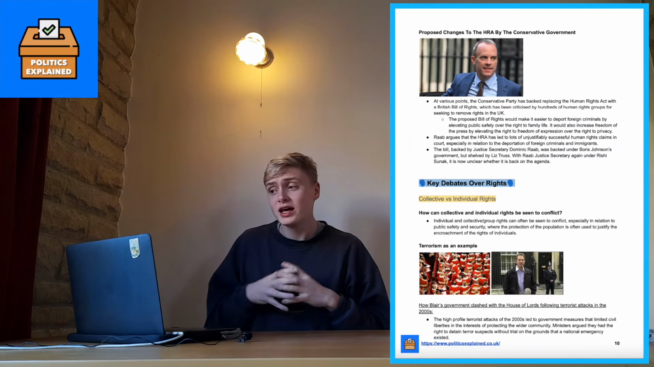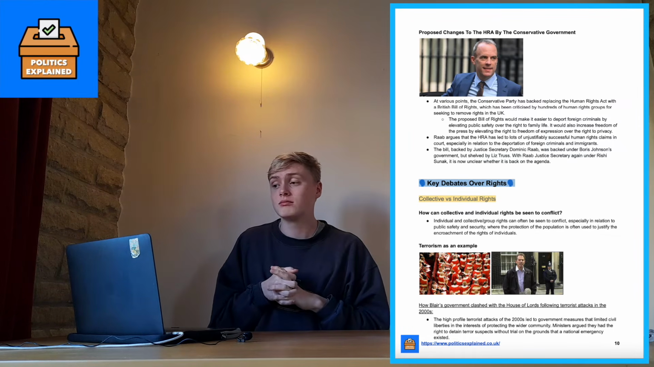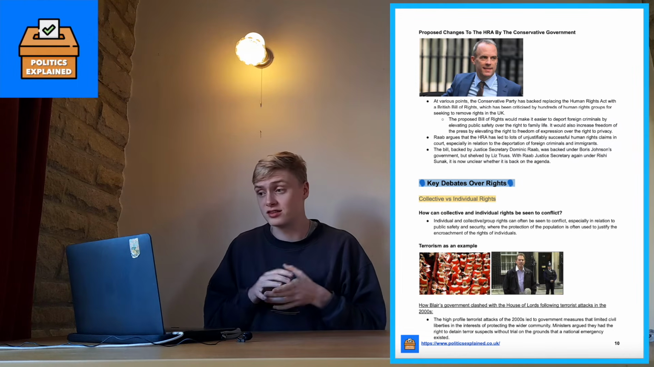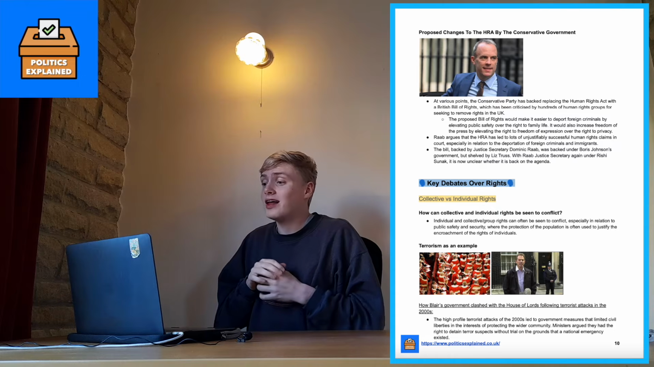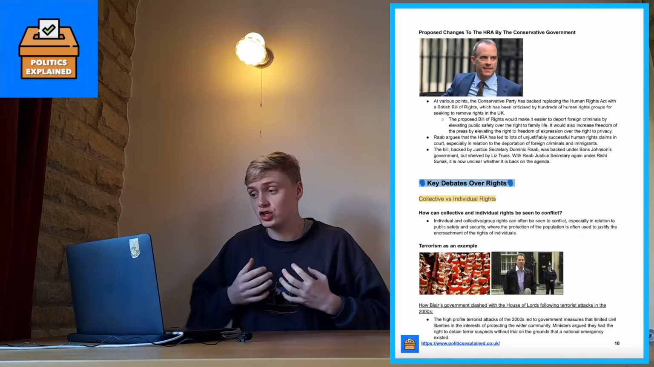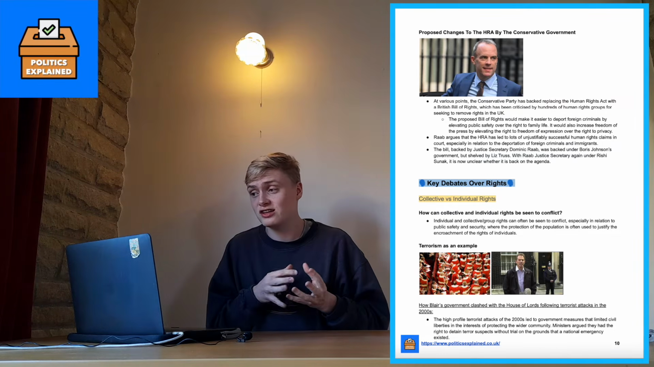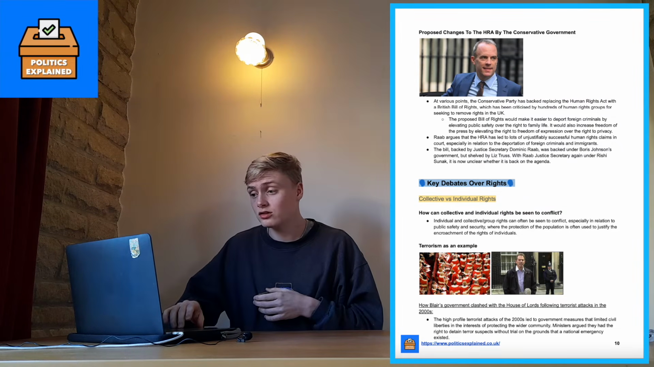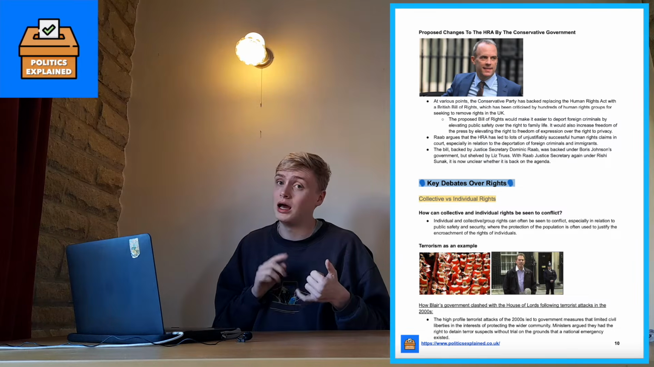So the first point is a key debate between collective and individual rights, and the idea that collective and individual rights can be seen to conflict. That's especially in relation to public safety and security, where the protection of the population is used to justify the encroachment of human rights of individuals. Two key examples of this are terrorism and COVID.